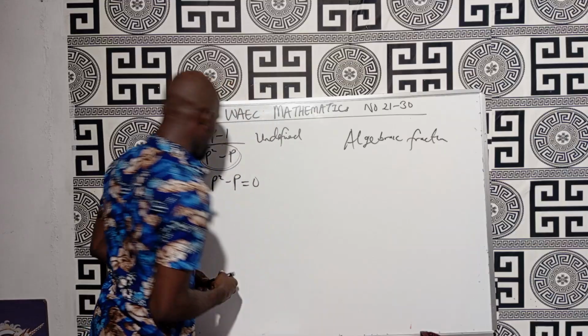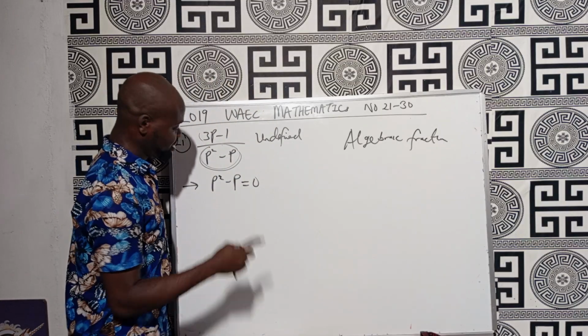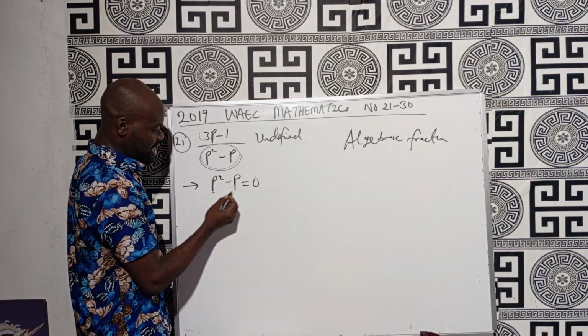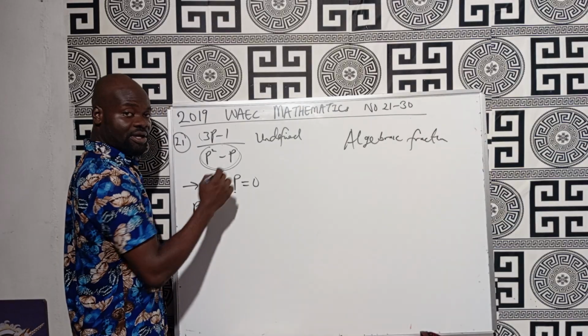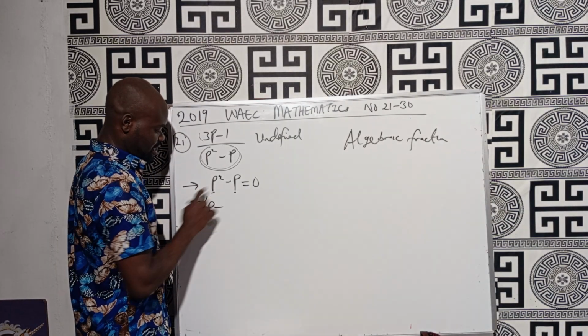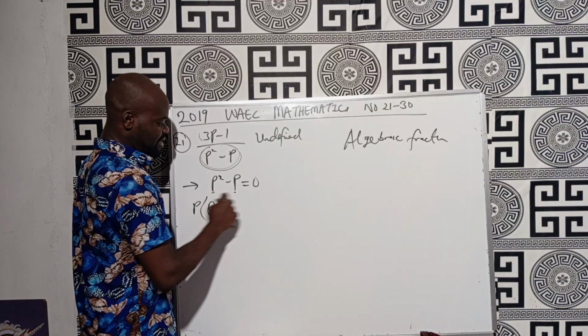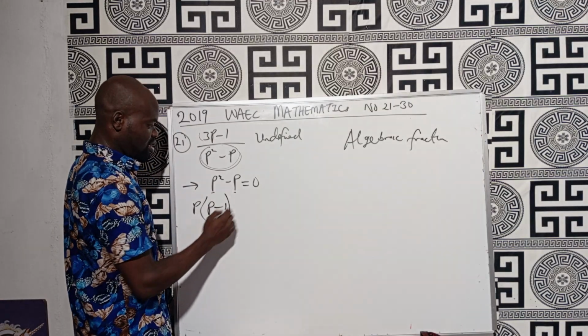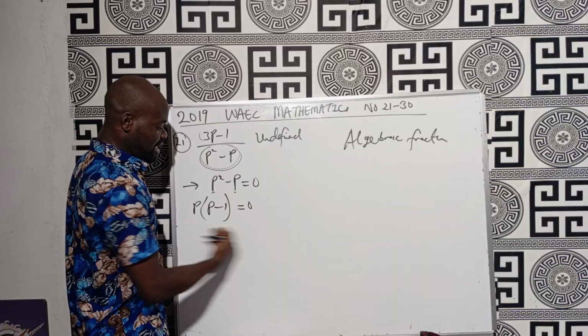Let's see. So we can factorize. This is a quadratic expression. So p is common here and here. You bring it out, p. So p in p squared, that is 1p. p minus p in p, since they are the same thing, you write 1. That's p(p minus 1) equal to 0. So this is a quadratic equation.